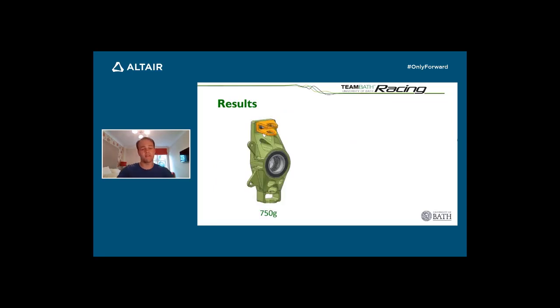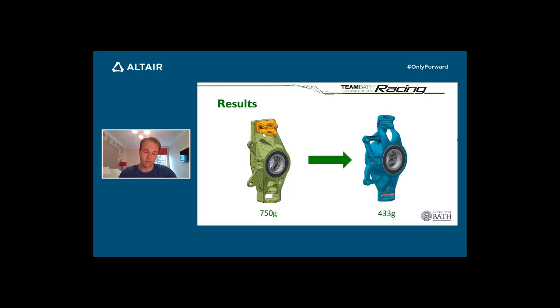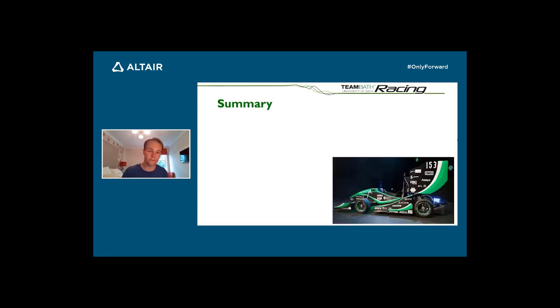Here you can see a machined upright for the TBR car that we use in testing just to limit the fatigue life exposure of our additively manufactured part. This weighs 750 grams and it's designed to have the same performance characteristics as our proper topology optimized additively manufactured upright, which you can see is almost 300 grams lighter than the machined part, which is almost 50% lighter. So a really big saving for such a central key part of our suspension system using Inspire.